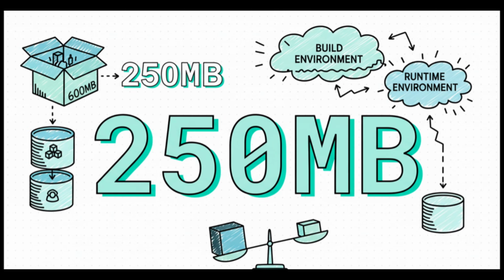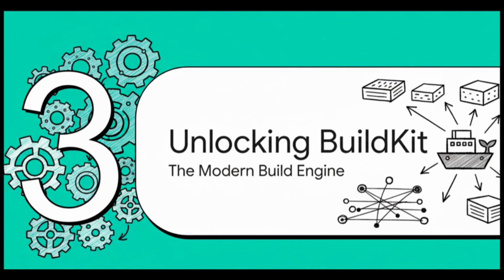Well, remember that developer on Reddit I mentioned? They used a multi-stage build for their Python backend, and they shrank their image from a whopping 600 megabytes all the way down to just 250. That's less than half the size, all by just separating the build tools from the final runtime. So, getting your layer order right and using multi-stage builds, those are the fundamentals.